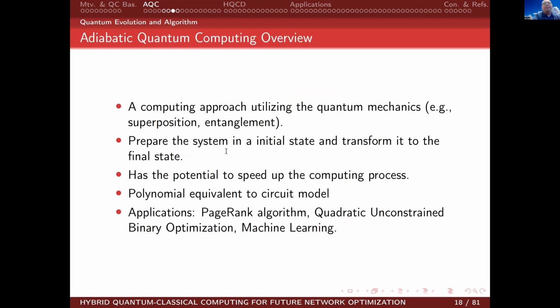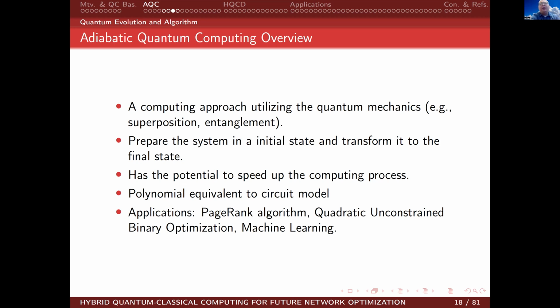So how do we use adiabatic quantum computing to solve the problems? Actually, the idea is how we use adiabatic computing to simulate the Schrödinger equation. This kind of computing technique utilizes quantum mechanics phenomena like superposition and entanglement.